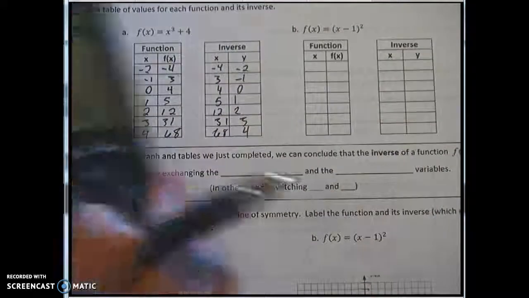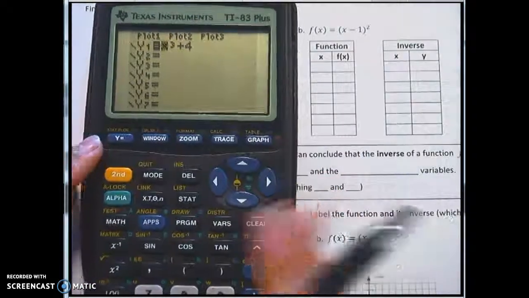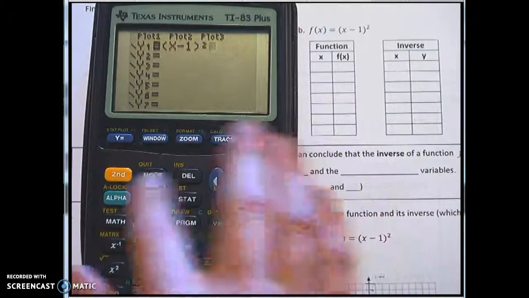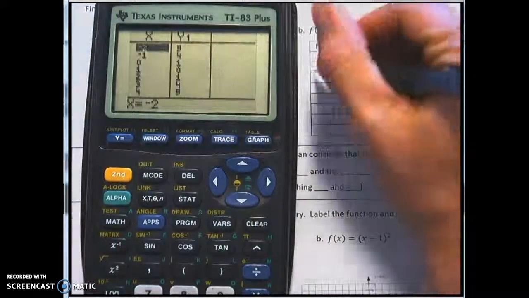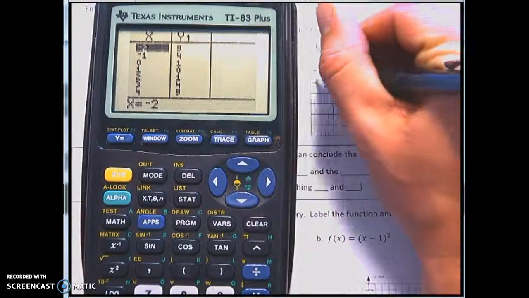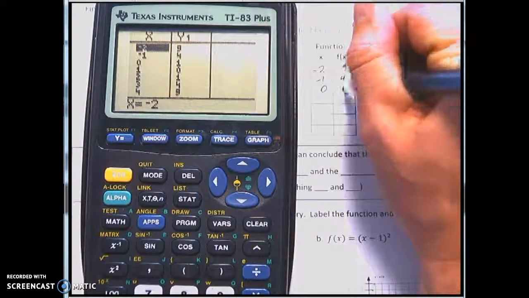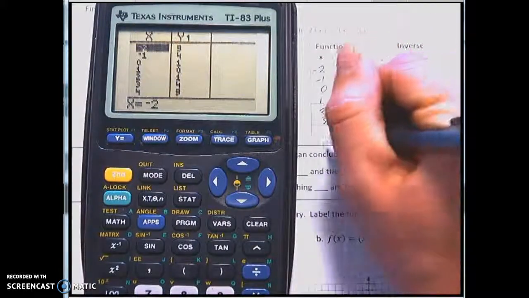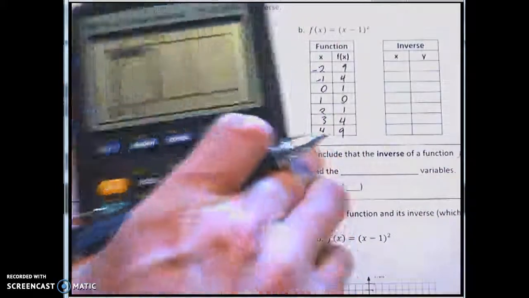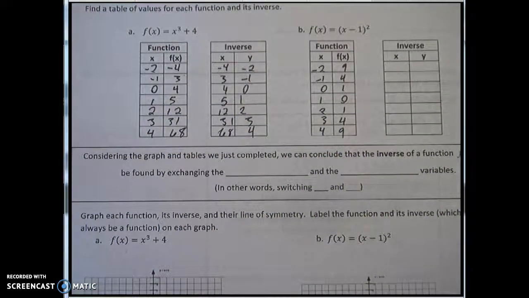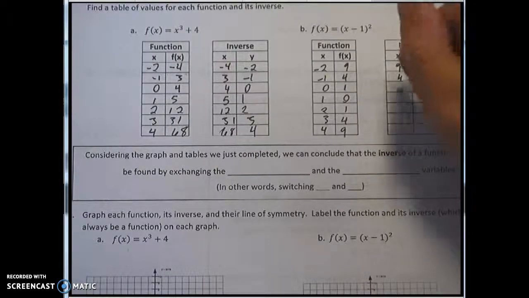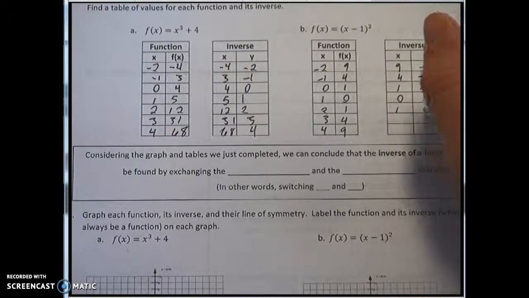I'm going to do the same thing here. I'm going to type in x minus 1 squared, and I'm going to go second graph. I get -2, 9, -1, 4, 0, 1, 1, 0, 2, 1, 3, 4, 4, 9. So to find the inverse, I'm just going to flip those x's and y's. Make it 9, -2, 4, -1, 1, 0, 0, 1, 1, 2, 4, 3, 9, 4.